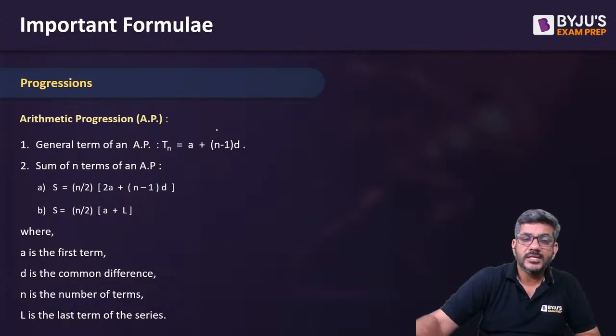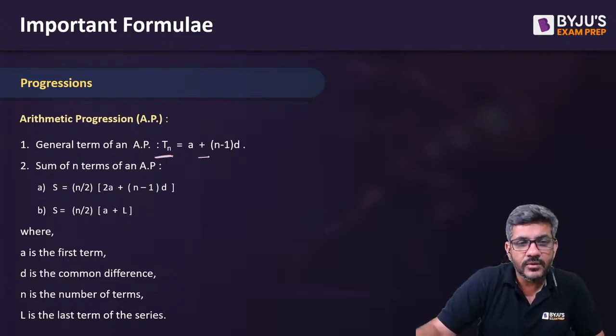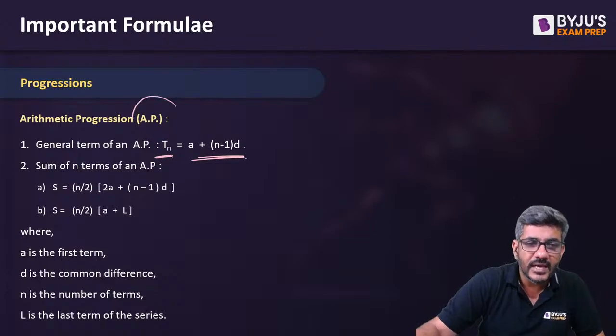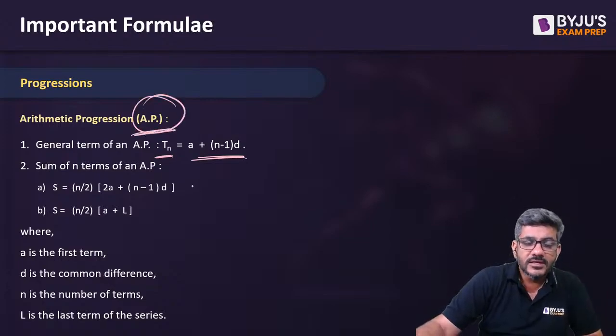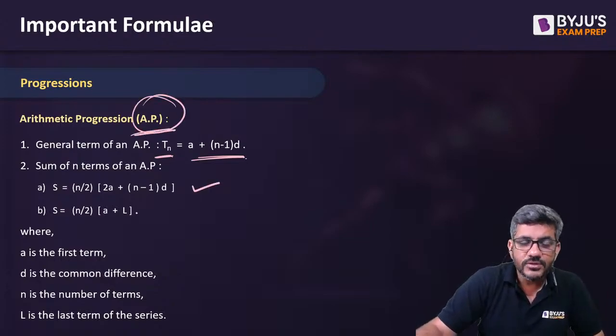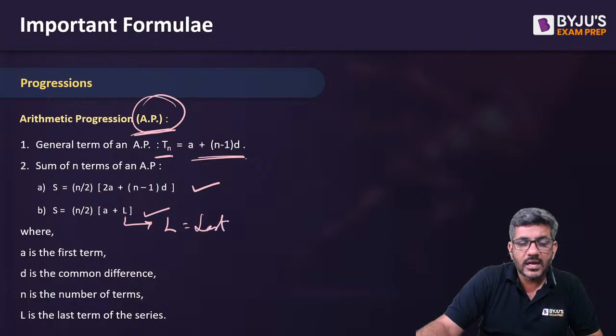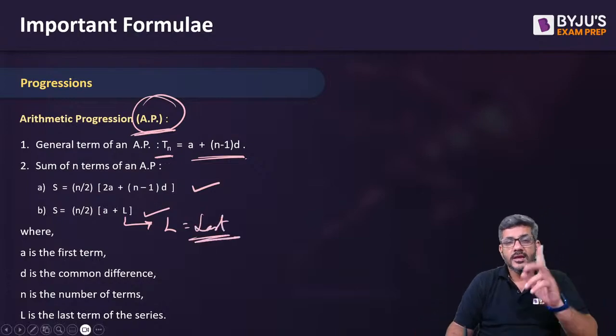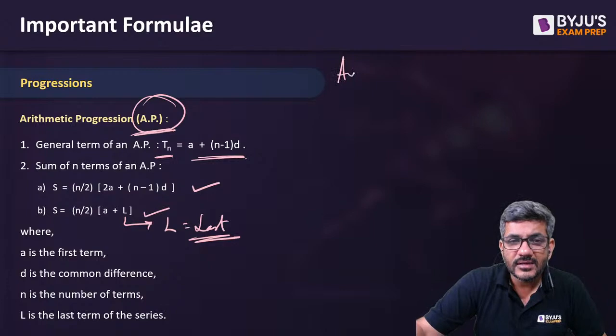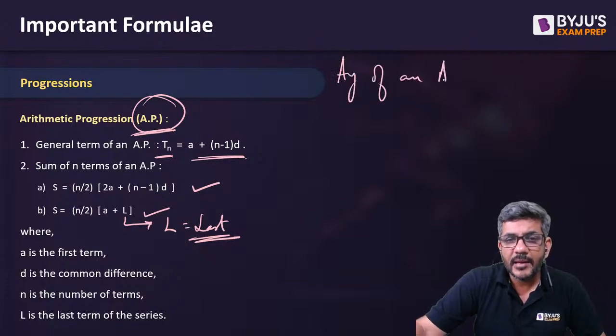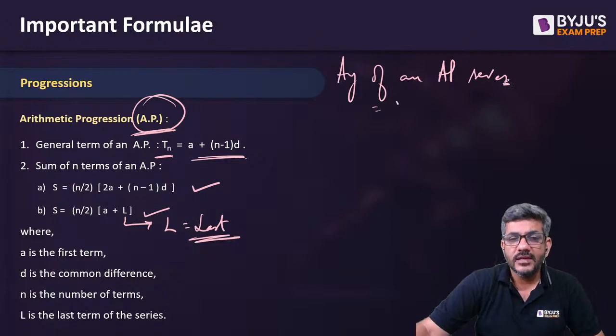आपको पता है इसमें जनरली हमारे पास Tn is equal to a plus n minus 1 into d. It is the nth term of an AP series. Sum of n terms is given by n by 2 into 2a plus n minus 1 into d, or n by 2 into a plus l, where l stands for the last term of the series. एक और चीज मैं आपको बता देना चाह रहा हूं, that is average of an AP series. Average of an AP series, it is equal to the middle term.